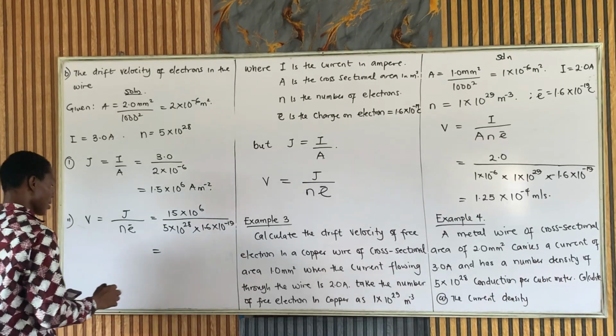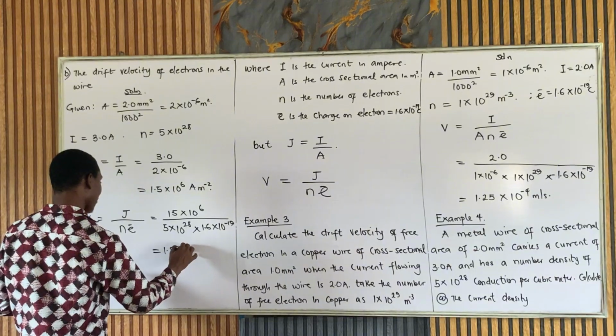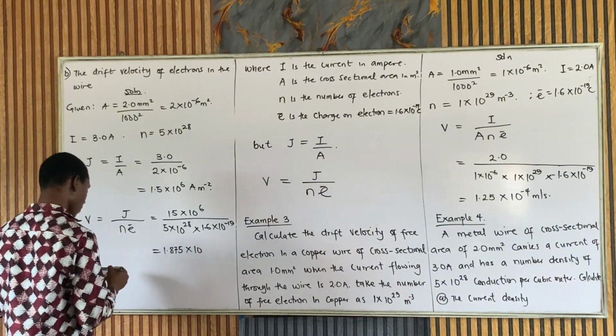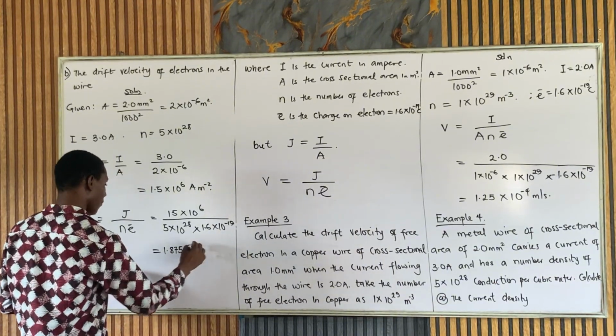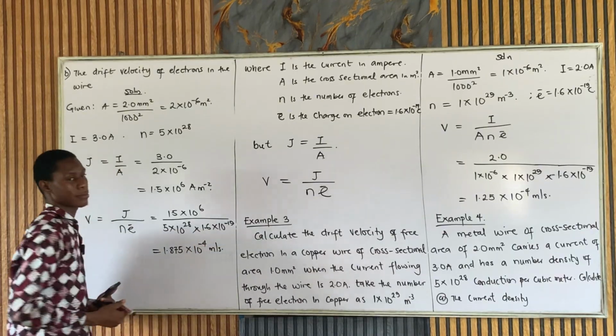So this will give us 1.875 times 10 raised to the power minus 4 meter per second.